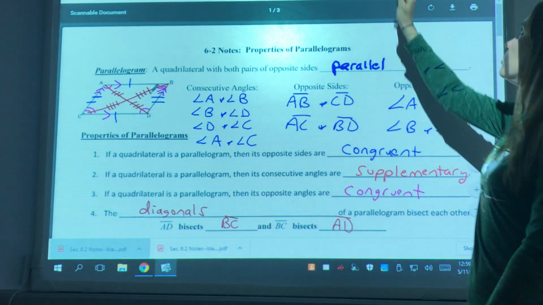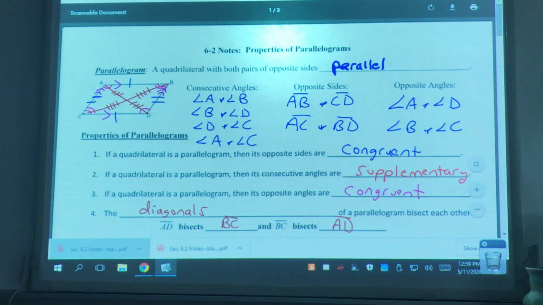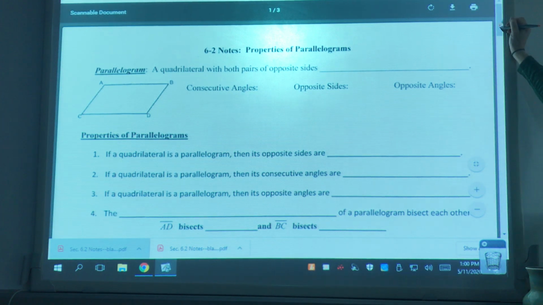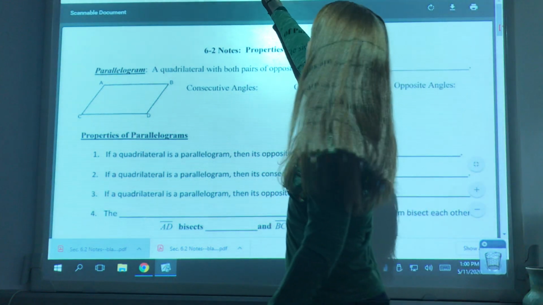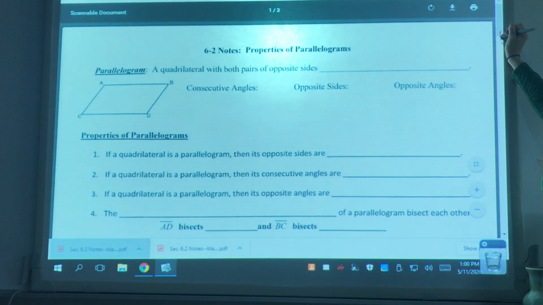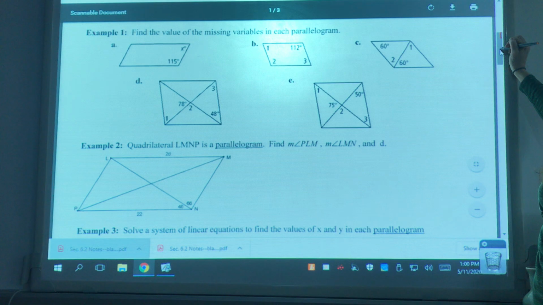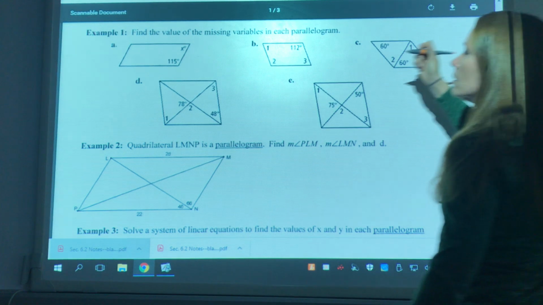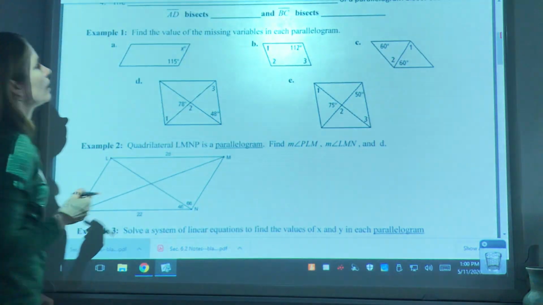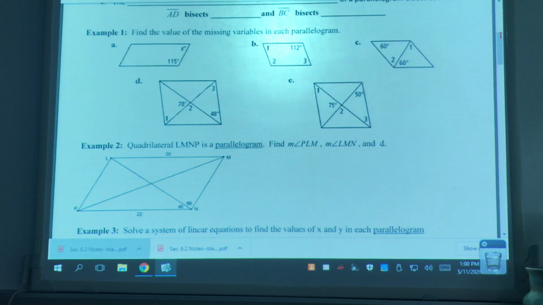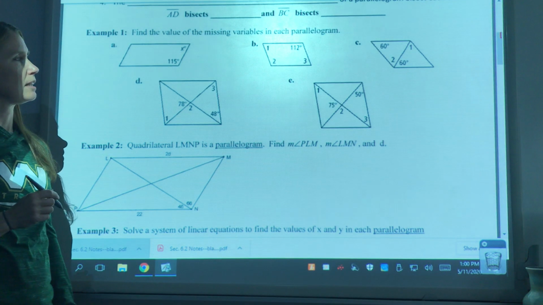And then we'll move from there. So, get this moved up. Okay, so now on example 1, it says here to find the value of the missing variables in each parallelogram.